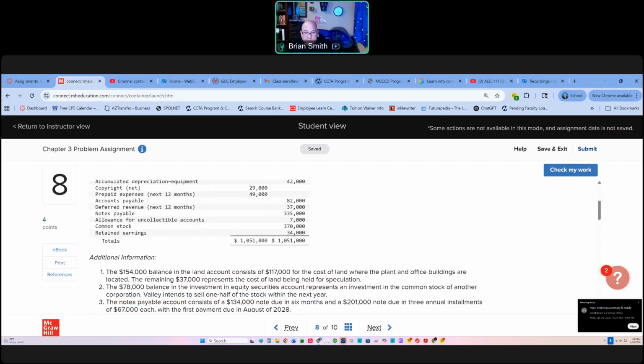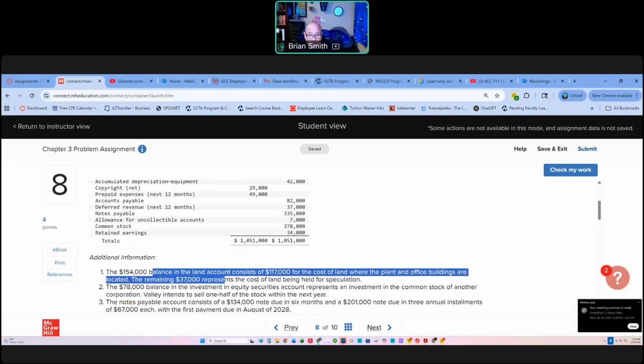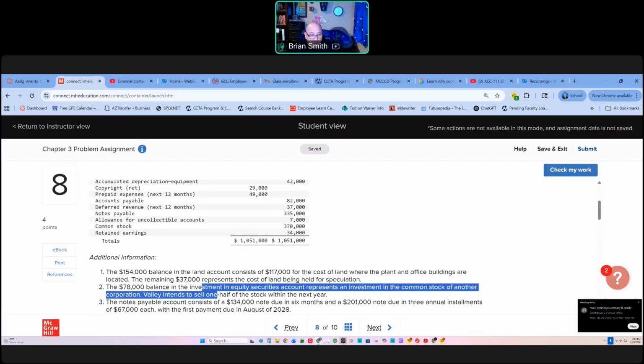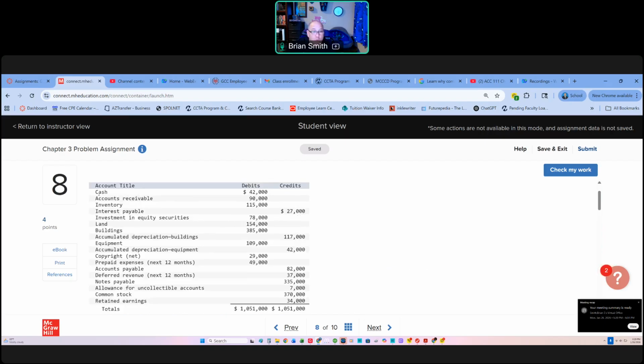All right. What else we got going? So we've dealt with this now, the land. Last thing was this notes payable, so we'll look at that when we hit liabilities. So we've done cash, accounts receivable, inventory. So these three are done. I haven't touched that because that's a liability. Investments in equity securities, land, building, 385,000.